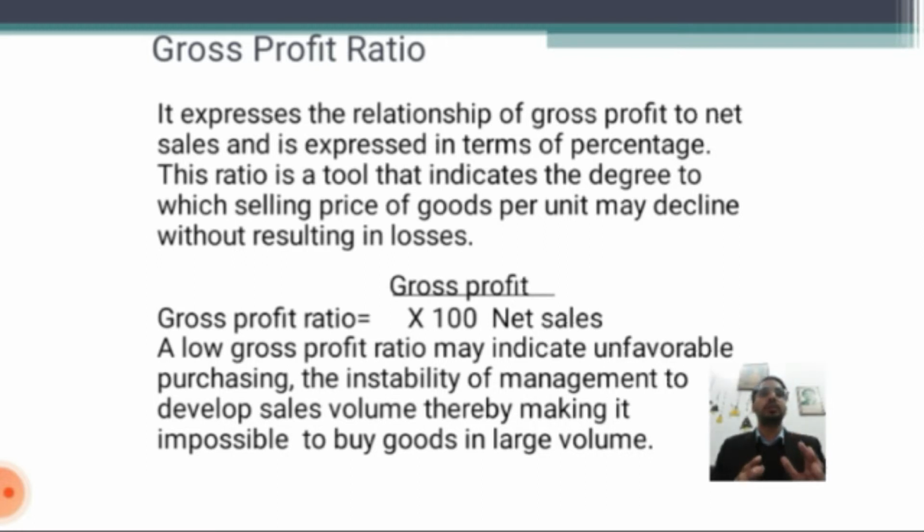Gross profit ratio is equal to gross profit divided by net sales multiplied by 100. Gross profit is equal to sales minus cost of goods sold, and cost of goods sold is equal to opening stock plus purchases plus direct expenses minus closing stock, and net sales is equal to sales minus sales return. A low gross profit ratio may indicate unfavorable purchasing, or the inability of the management to develop sales volume, thereby making it impossible to buy goods in large volume.